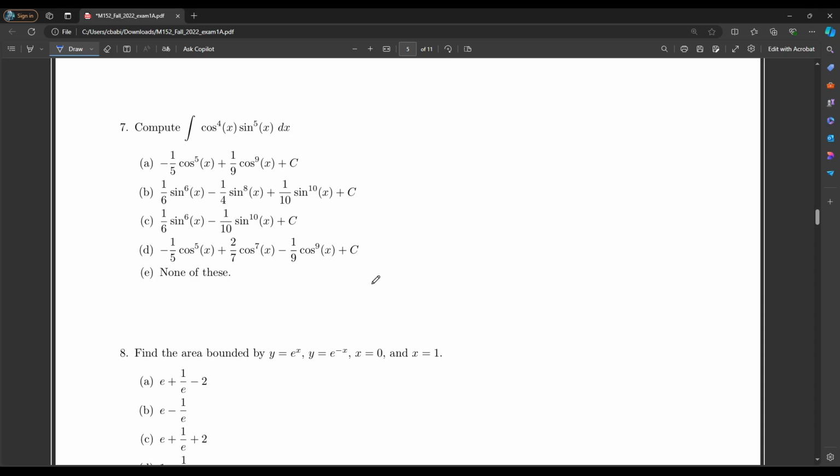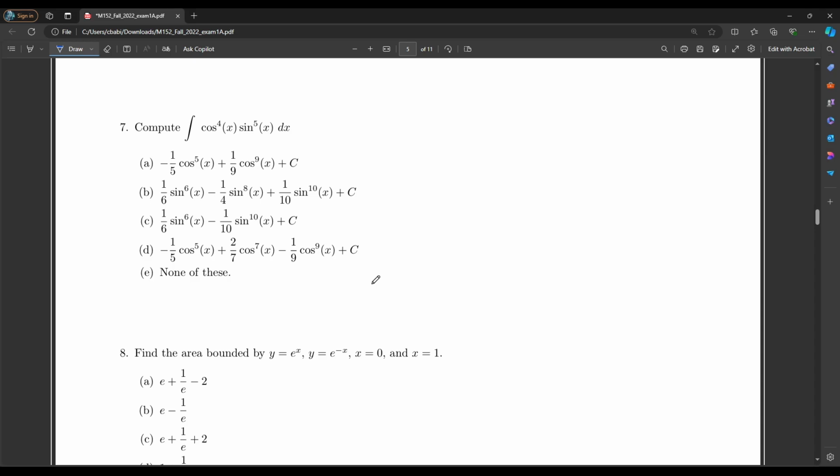Compute the integral of cosine to the fourth multiplied by sine to the fifth. Now looking at these answer choices, you may be inclined to think it is integration by parts, and while maybe you could use integration by parts to solve it, that'll just take forever.